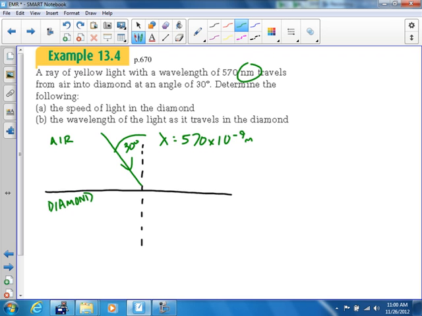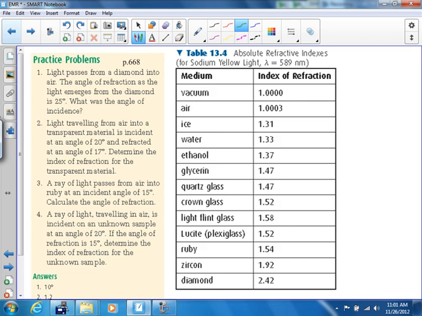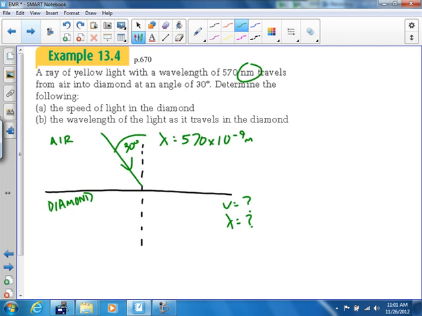We want to find the speed of light in the diamond, the speed down here, and the wavelength of light as it goes into the diamond here. Is it going to speed up or slow down as it goes from air to diamond? It's going to slow down. And if you're not sure why, take a look at the indices of refraction. Air is 1. Diamond is 2.42. It's going to slow down quite dramatically. So it's going to bend toward the normal line right here. We're not looking for theta, though. We're looking for V, and we're looking for lambda. I don't care which one we find first.